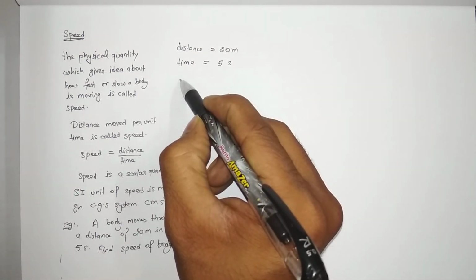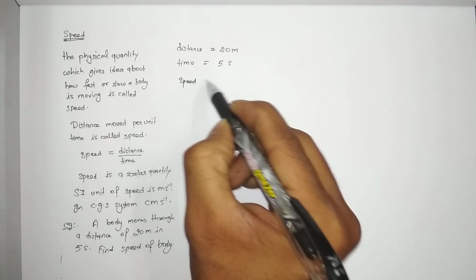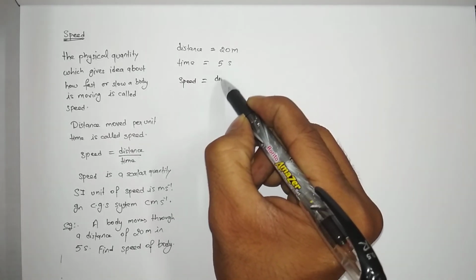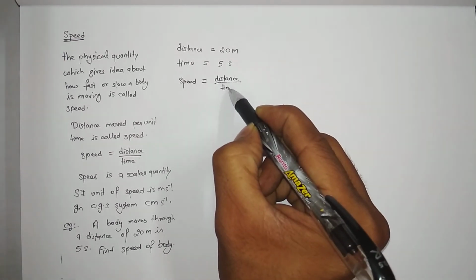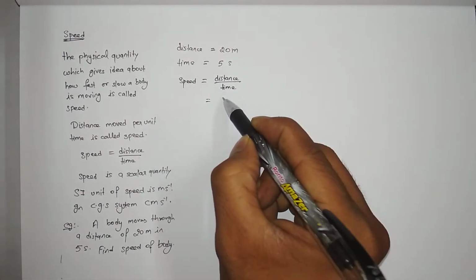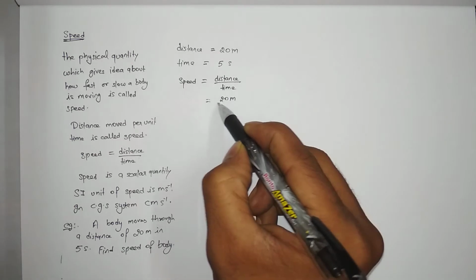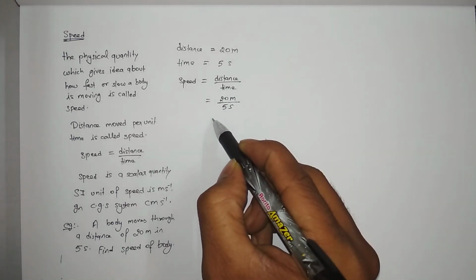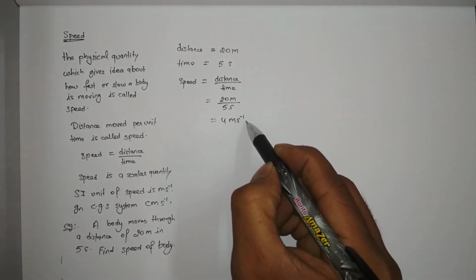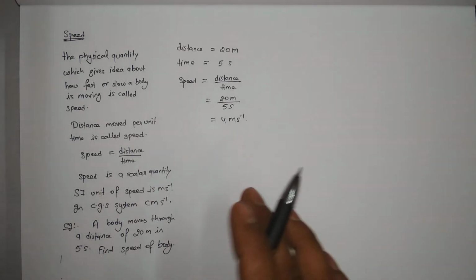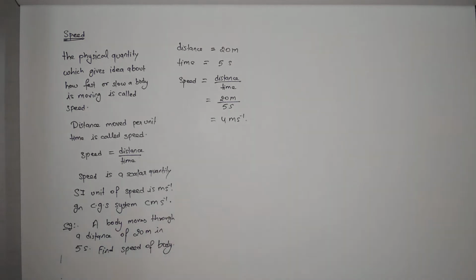So speed is equals to distance upon time. Result is 20 meter divided by 5 seconds. Answer is 4 meter per second. So speed of the body during its motion is 4 meter per second.